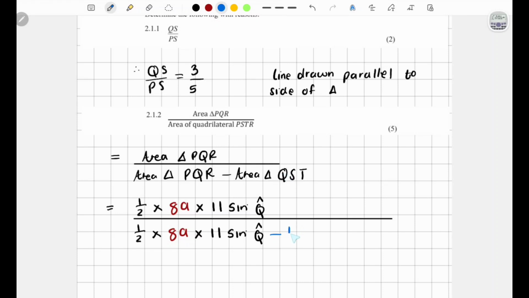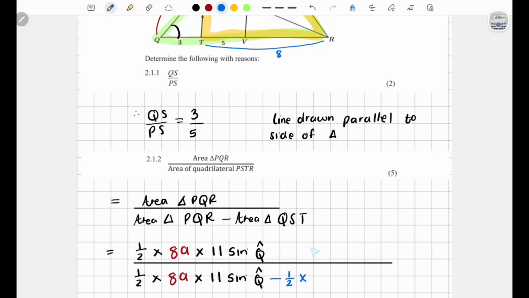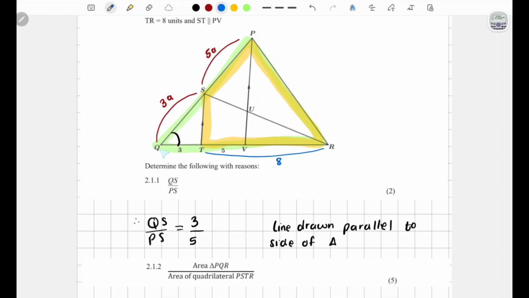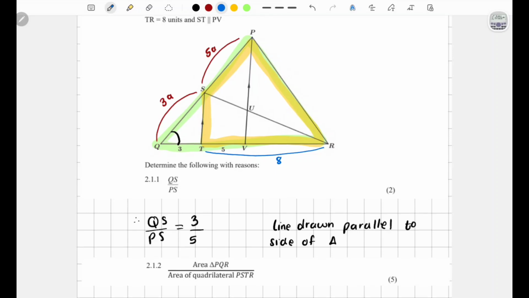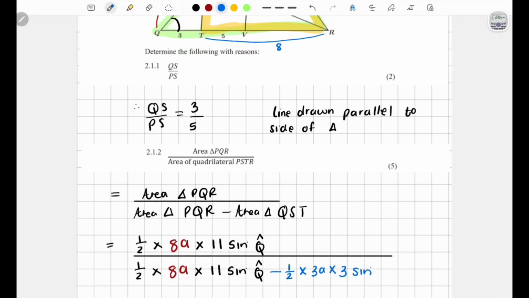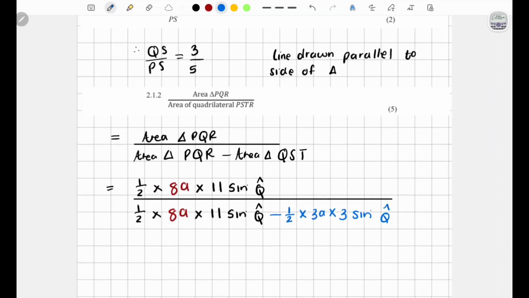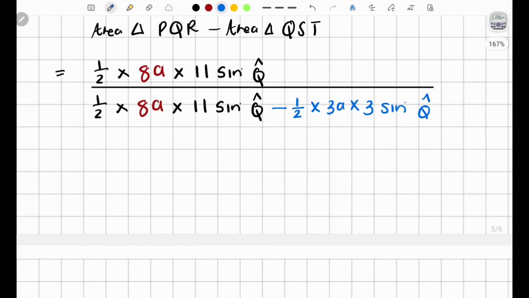So that is minus the calculation of the area as a half times one of the side QS, right? That small side is just 3A. So times 3A multiplied by the other side QT is just 3. So actual length of 3. And then we say sine of the middle angle, which is angle Q. Okay, so let's just look at this and see how we can simplify.